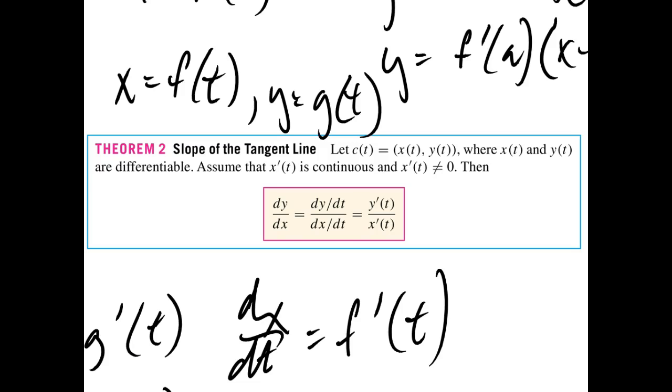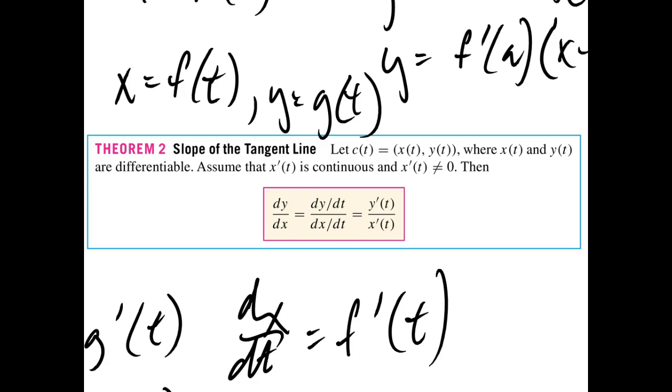Where x of t and y of t are both differentiable. If they're not, you can't take the derivative of it, okay? Assume that x is differentiable, x prime is continuous, and x prime is not equal to 0. If that's the case, dy/dx, which is the slope of that path, is dy/dt over dx/dt, which is y prime of t divided by x prime of t. Now they went back to those functions rather than f and g. They sort of bounce all over the place with that, but that's exactly what you get: y prime of t divided by x prime of t.